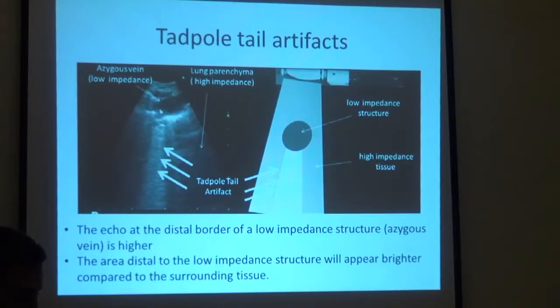It's the echo that occurs because of the ultrasound wave going from a hypoechoic structure to a hyperechoic structure, and then you get all this artifact. It's a tail. All you need to do is just move your scope a bit and it goes away. And sometimes you just learn to ignore it. Your brain gets used to it and it's subtracted.